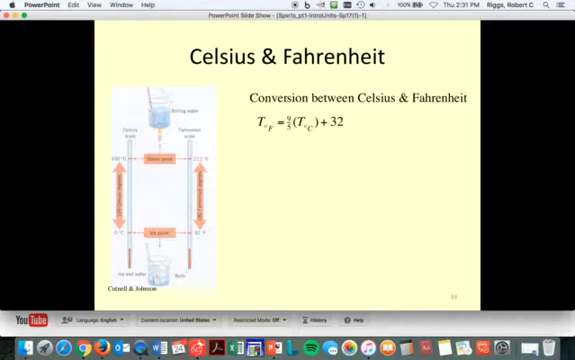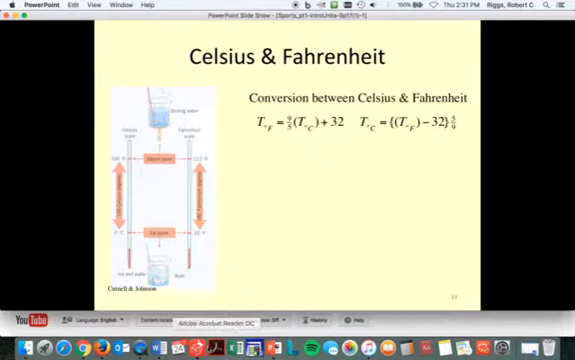To go from Celsius to Fahrenheit, multiply 9/5 times the Celsius temperature, and add 32. So that's not too bad. And to go from Fahrenheit back to Celsius, you subtract 32 first and then multiply by 5/9.